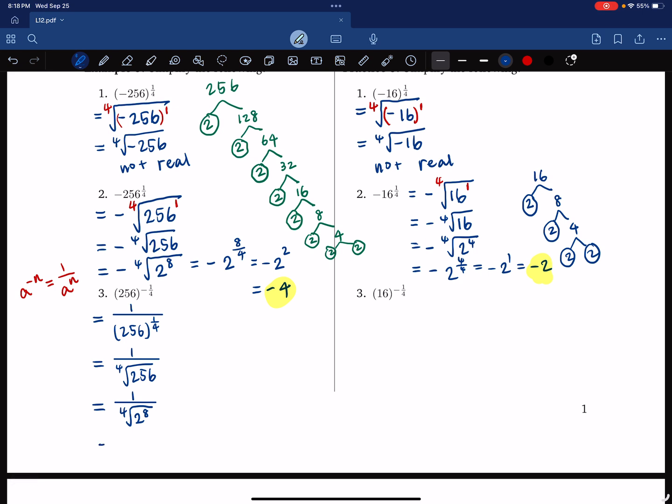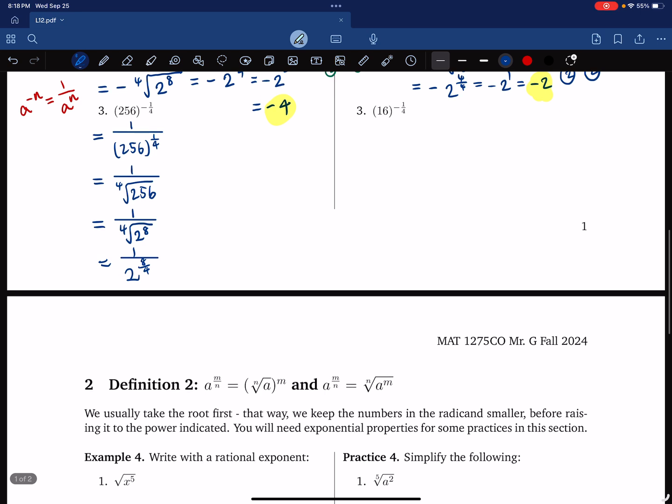And this simplifies to 1 over 2 to the 8 over 4, right? Because you divide the exponent inside by the index outside. And that simplifies to 1 over 2 squared, which is the same as 1 over 4. And that's the final answer.